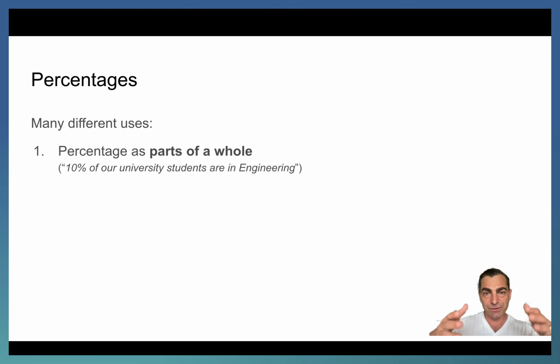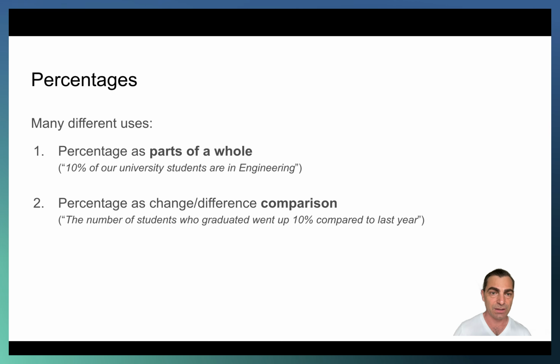Now there are many different schools within the university. The whole set of schools constitutes the entirety of the university, and there are parts, right? And the part represented by engineering is 10% of the total student population. Okay, but that's not the only way percentages are used.